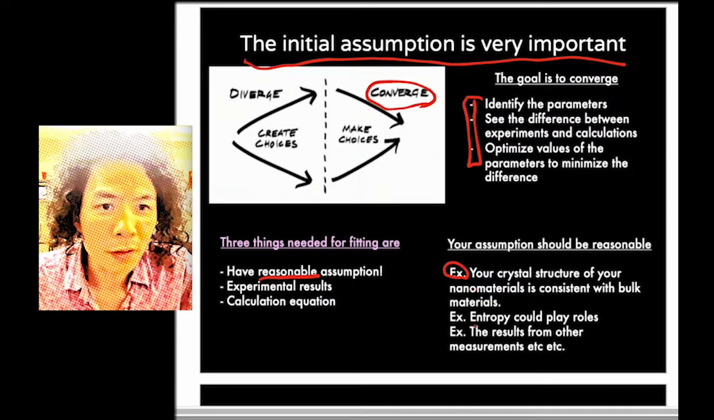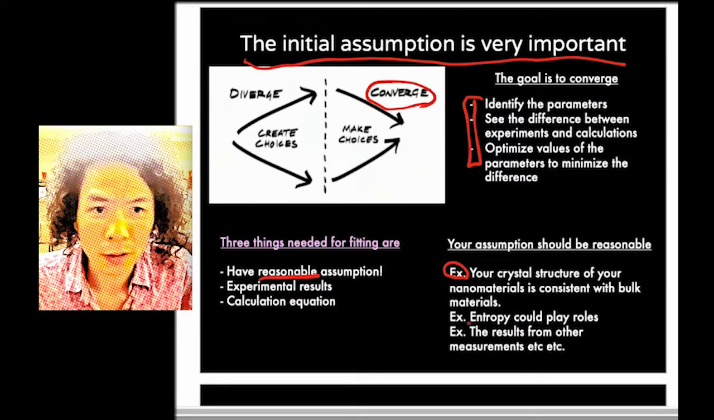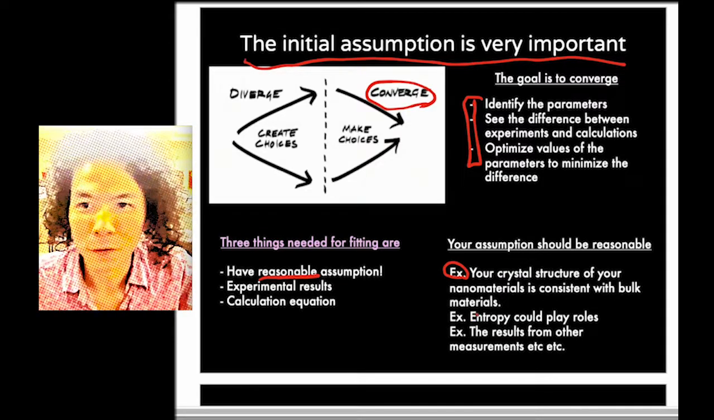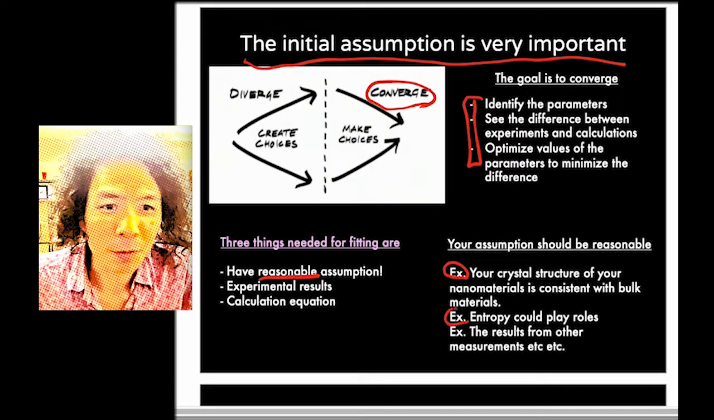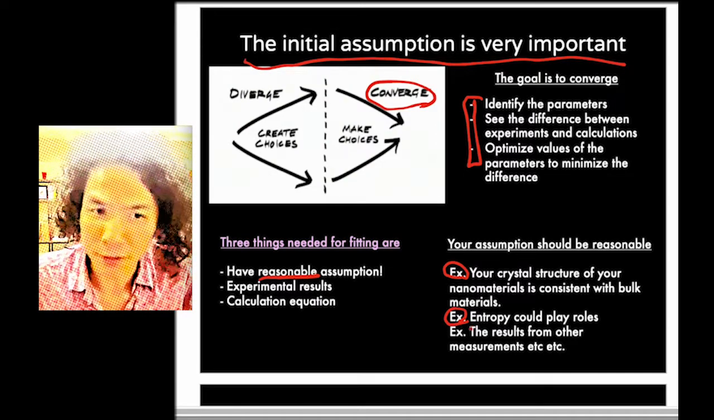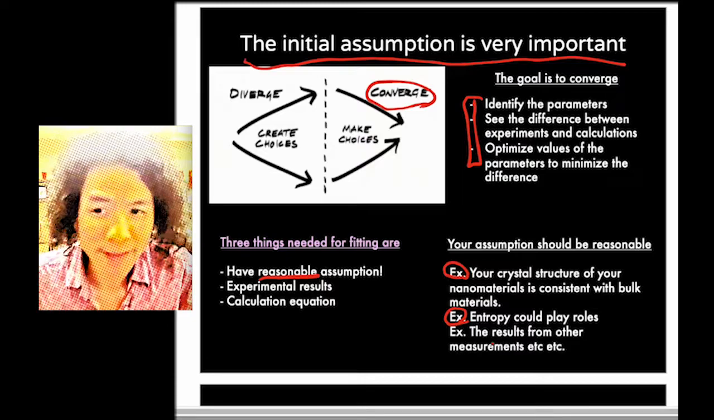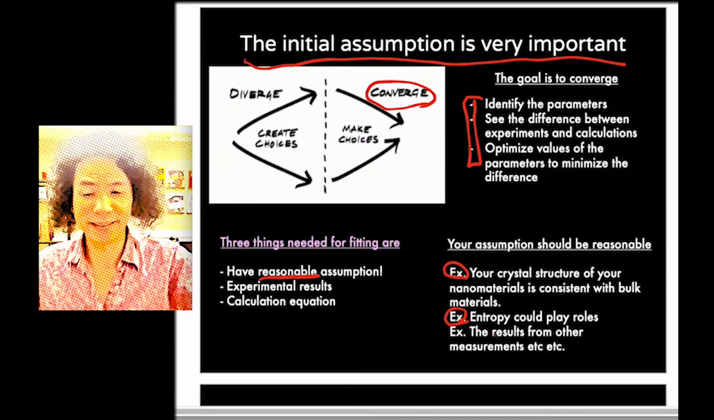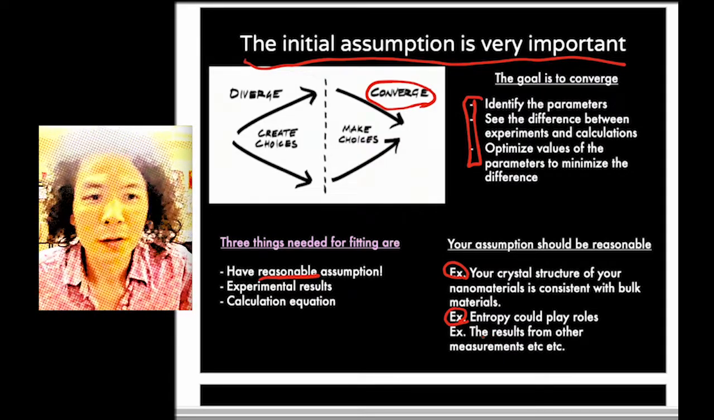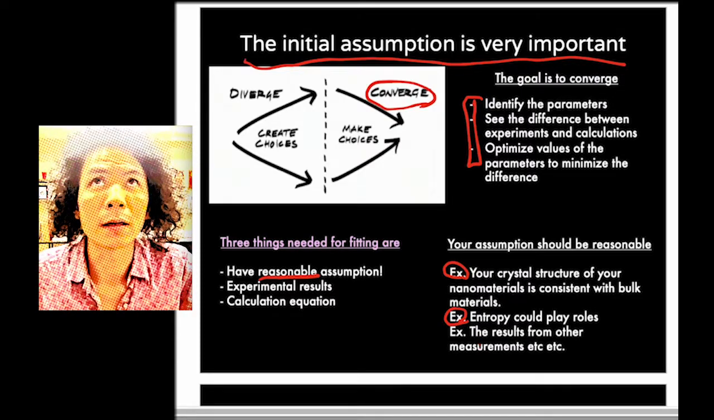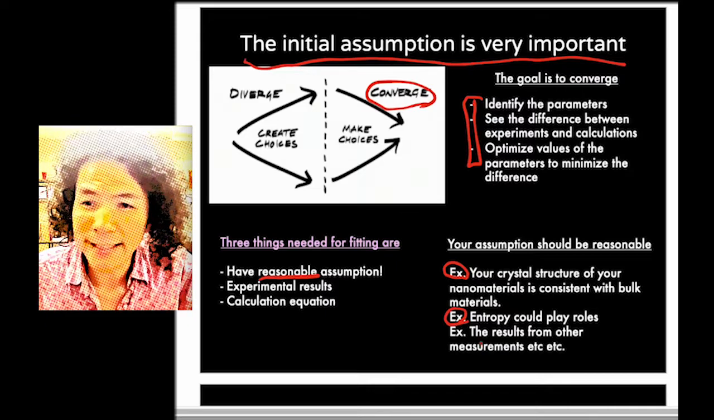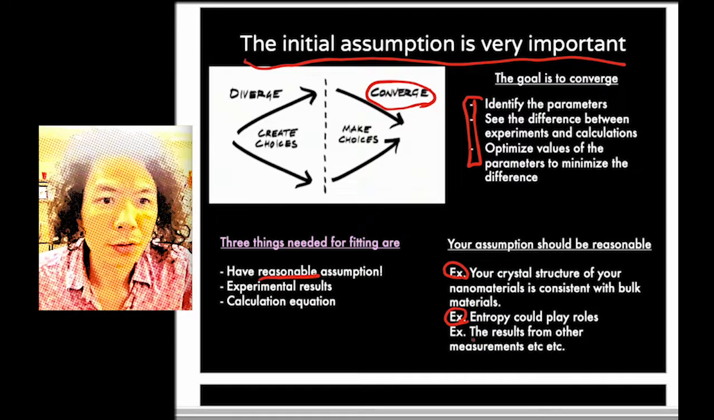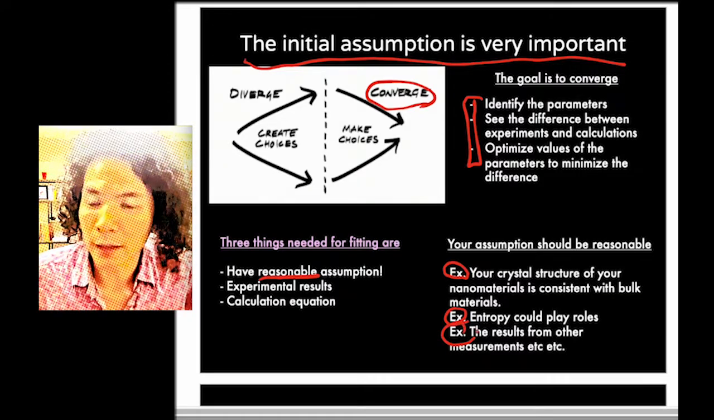Even if you don't know, for example, your material crystal structure, it is reasonable to think that entropy plays a role to form some type of structure. So this type of assumption is pretty reasonable. Or another good way to have a nice assumption is you're gonna do another measurement, such as for example TEM can give you a good hint about the structure. So the structure that you can determine from TEM would be a nice starting point. So this is how you make initial assumption.